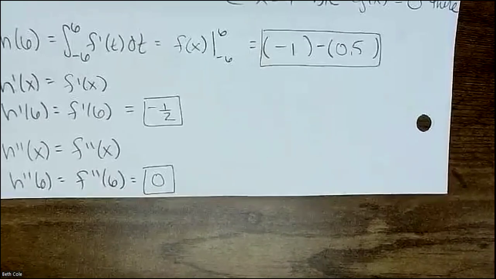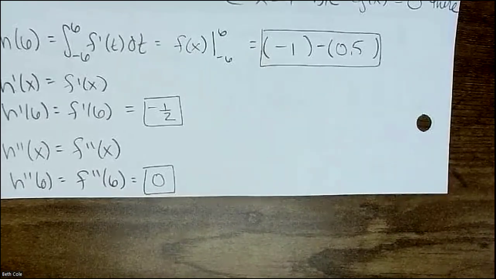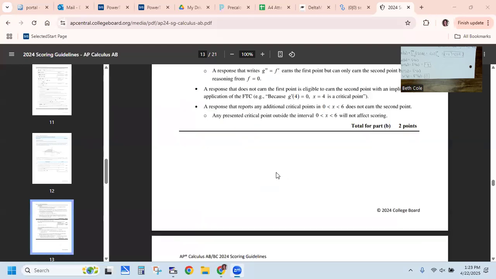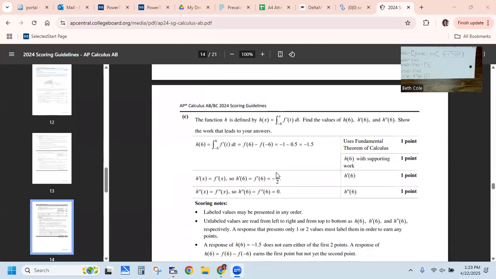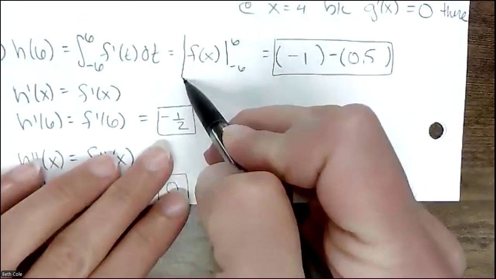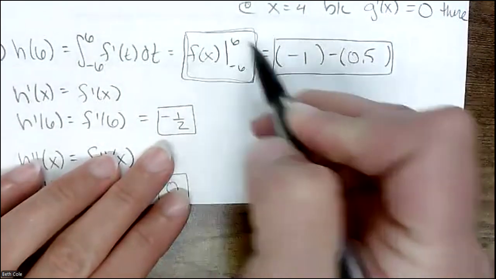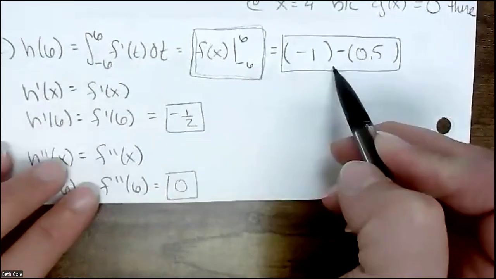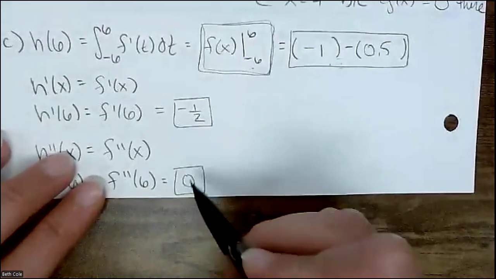And then I think it was just a point for each of those answers. But let's see here. Oh, it's 4 points. Wait, hold on. Oh, that's because the first one had a little bit more to it. So uses fundamental theorem of calculus was a point, and then the answer. So if you got to this step, you got a point, and then the answer. This one was worth 2. So 1, 2, and then 3, 4.